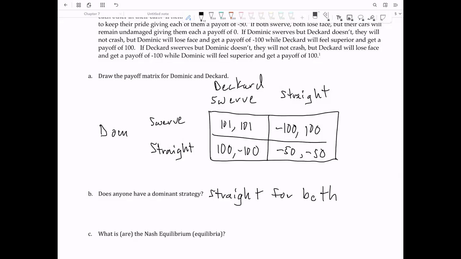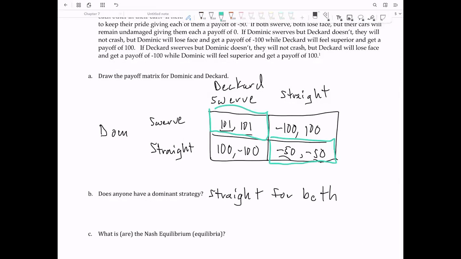We would have, okay, let's look at swerve. If Dom thinks that Deckard's going to swerve, he's going to swerve. If Dom thinks Deckard's going to go straight, he's going to go straight. And then vice versa. Deckard will swerve if Dom swerves, and Deckard will go straight if Dom goes straight. Oh, well, we have a problem here now, right? Sort of. We have two Nash equilibria. Okay, that's a little weird.